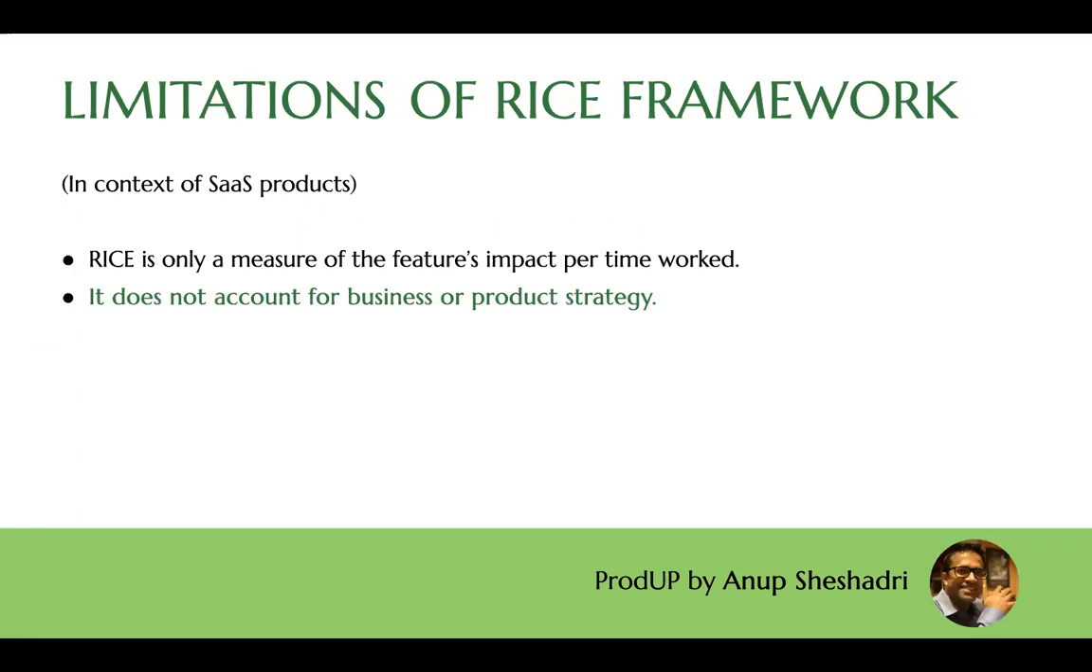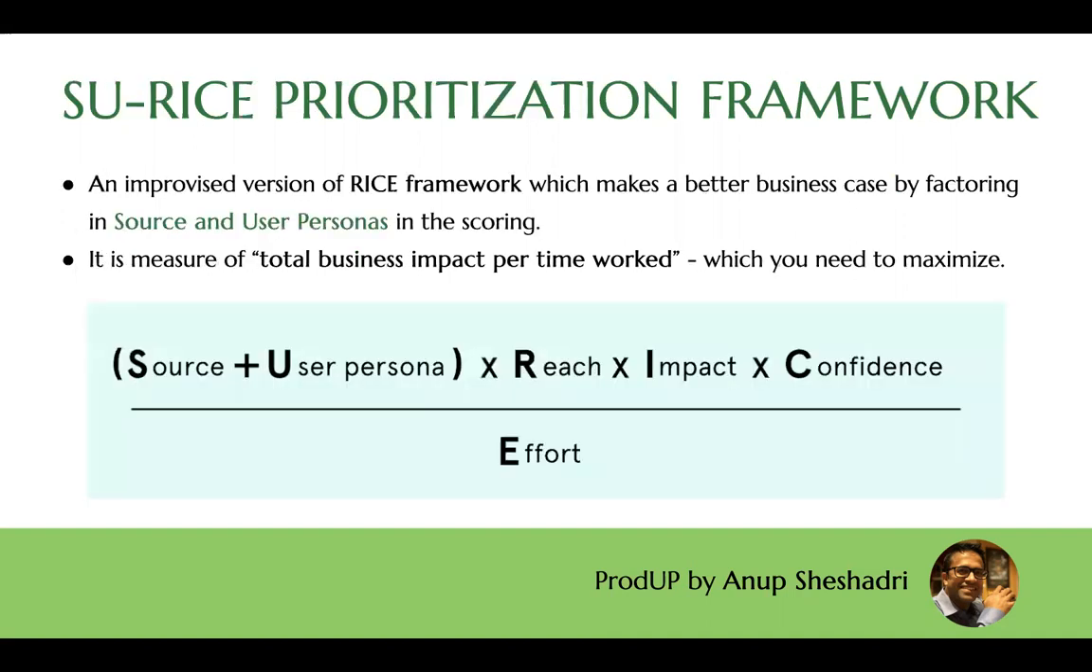So what are the limitations of the RISE framework? In the context of SaaS products, RISE is only a measure of a feature's impact per time worked. It does not account for the business or the product strategy. So in order to make a better business case, I decided to bring the source and the user personas into the scoring. And that's how it now measures the total business impact per time worked.